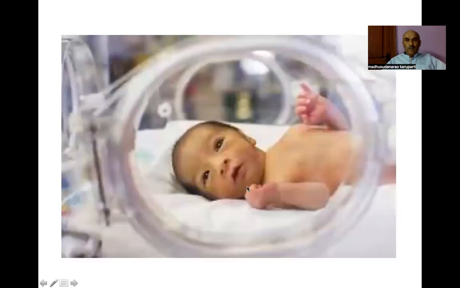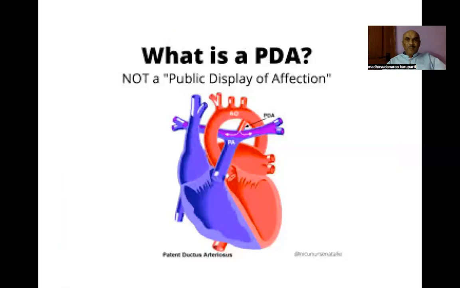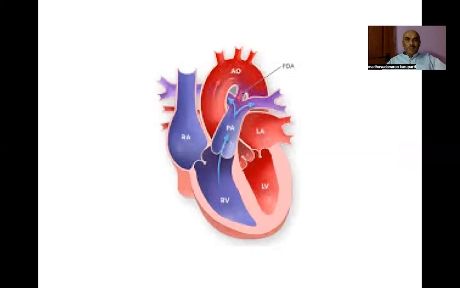This picture shows a preterm baby having the patent ductus arteriosus, taking care in the neonatal intensive care unit. What is PDA? It is not public display of affection. It is patent ductus arteriosus. You see this picture. From the pulmonary trunk, there is a vascular structure connecting the aorta, that is ductus arteriosus.